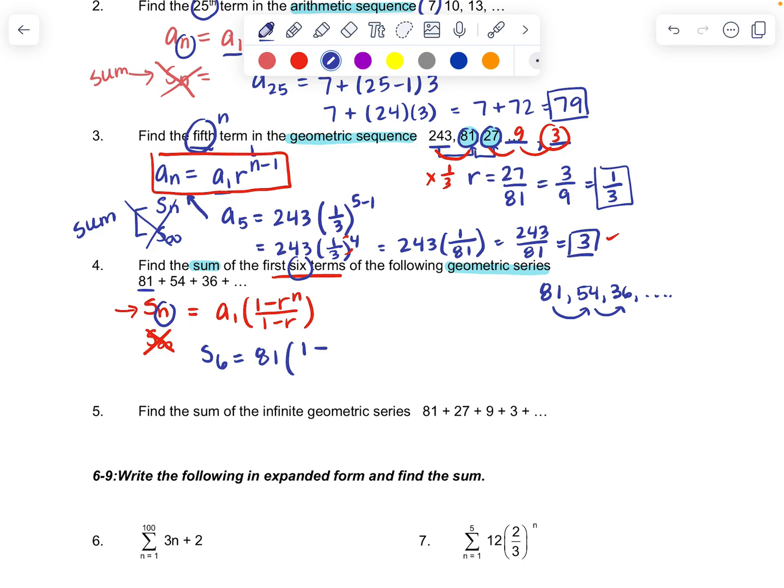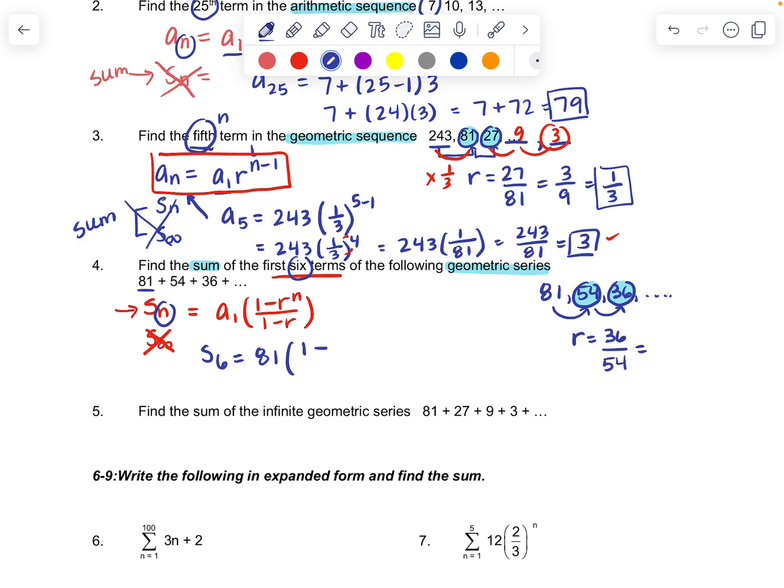So again, you want to use that cool little trick. Circle or highlight any two terms right next to each other. I like to go for the smaller ones because it's easier to work with. And then your common ratio is just going to be the one on the right, which is 36, divided by the one on the left. They have to be right next to each other for you to be able to do that.